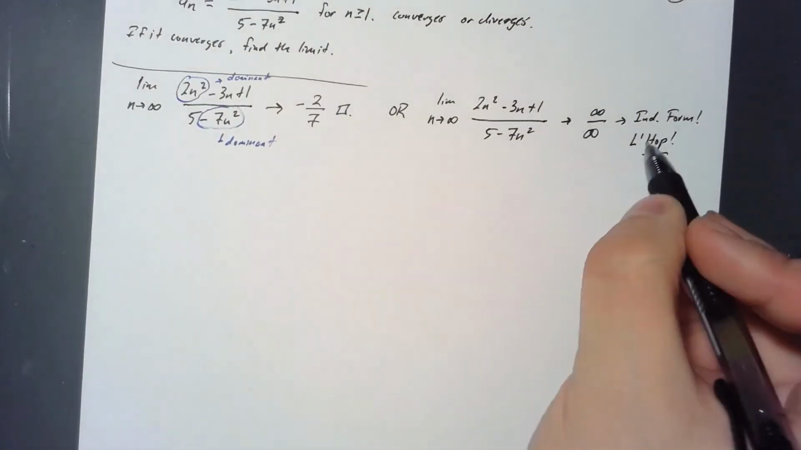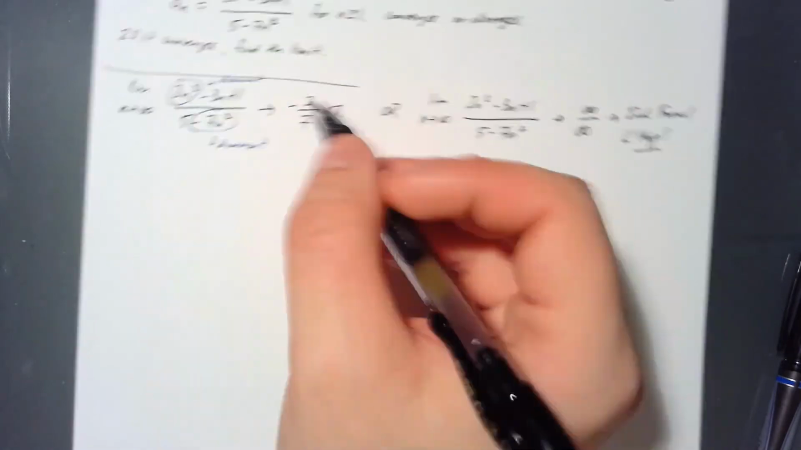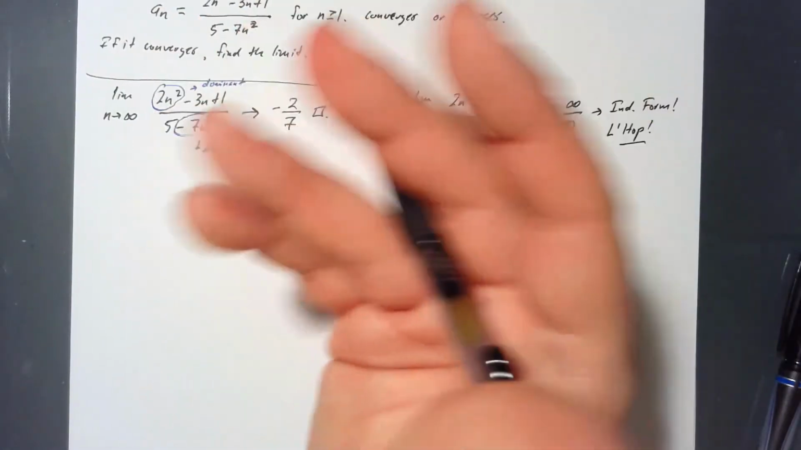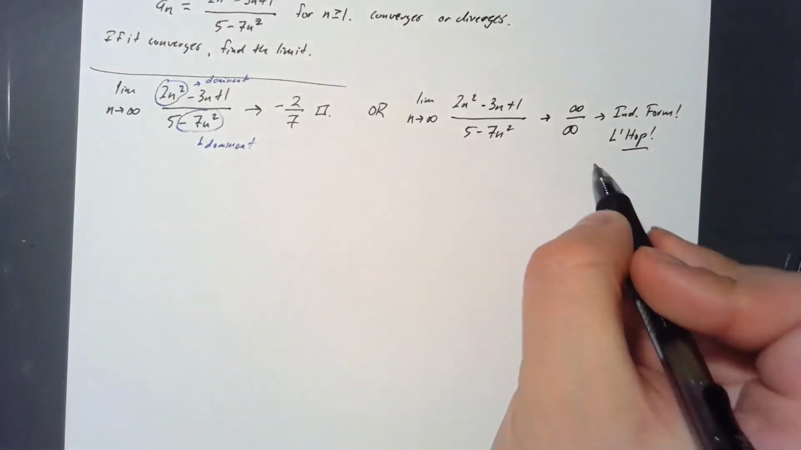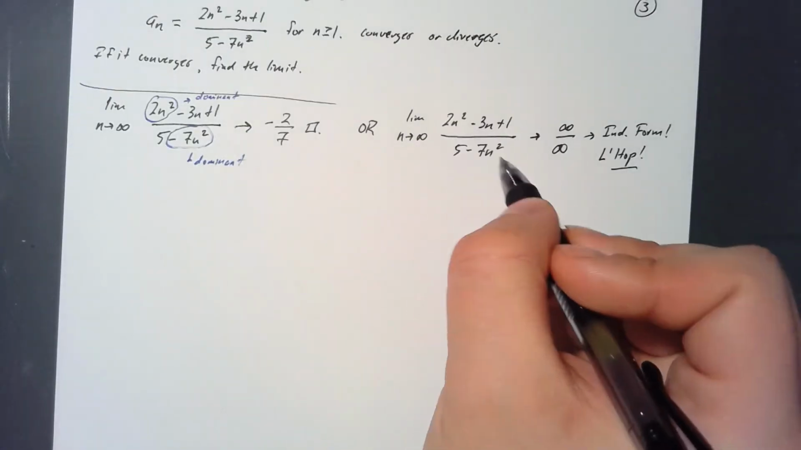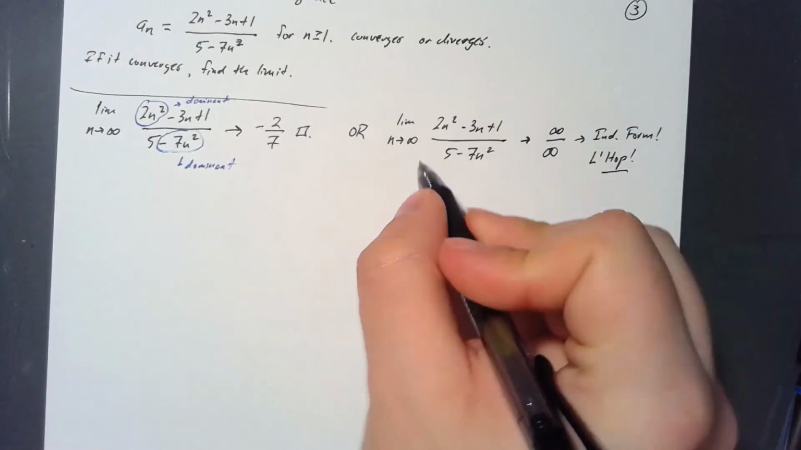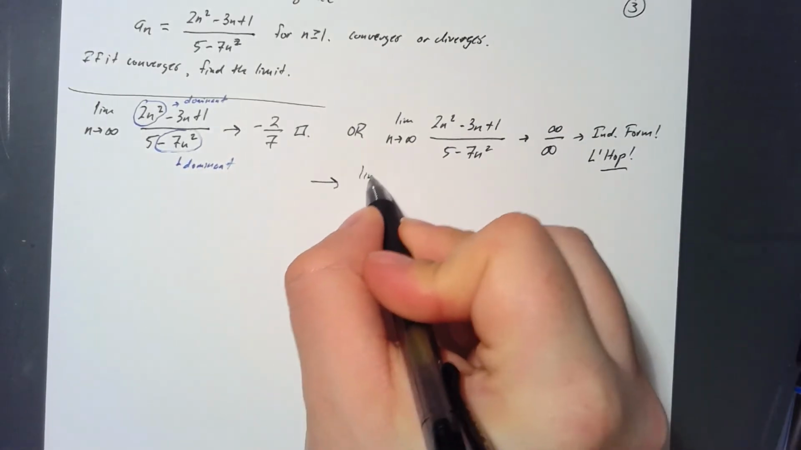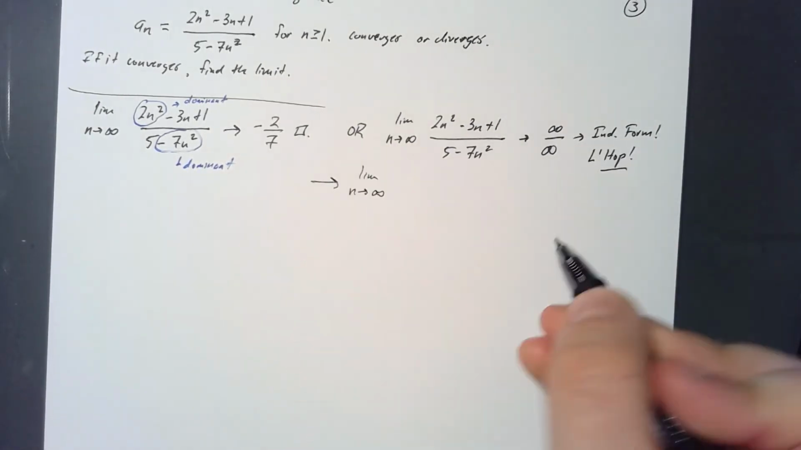So you could do it this way, or you could compare the dominant terms. Either way is fine. It's the same way you learned in Calc 1. So how do we use L'Hopital's rule? Take the derivative of the numerator, the denominator, and then take the limit again. So, limit as n approaches infinity.